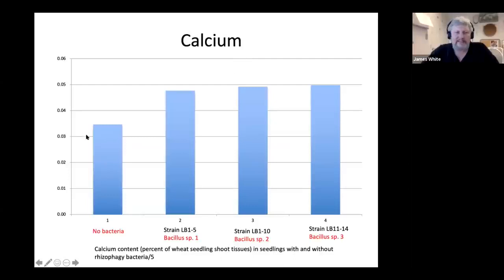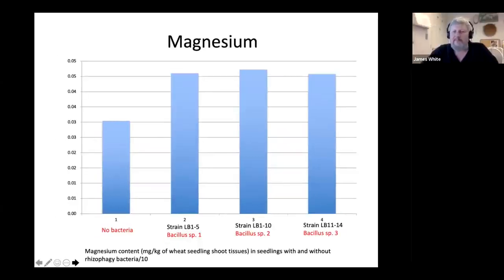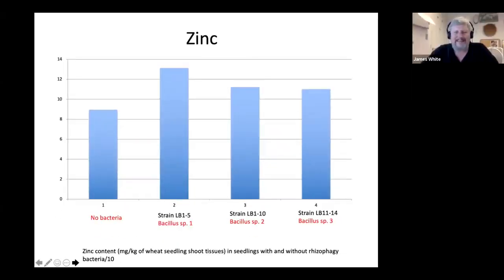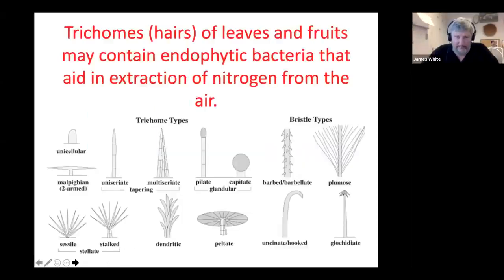Okay, here we see calcium. We see the same deal there. Calcium looks like, any of those bacteria are nearly equal in terms of benefits, but they benefit. Magnesium, same deal. Zinc, looks like that second one is really good with zinc again. And so that's the Rhizophagy cycle.